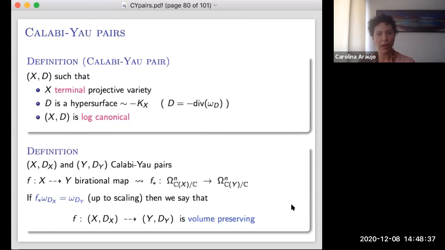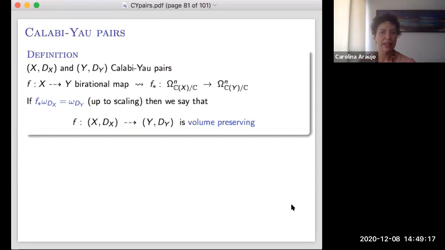If you have two Calabi-Yau pairs (X, D_X) and (Y, D_Y), and a birational map between X and Y, then it will induce a natural isomorphism in the space of meromorphic n-forms. We say that the map is volume preserving if it sends the form associated to D_X to the form associated to D_Y. This is the notion of volume preserving. This is again the definition, but it is not actually the working definition that you use.